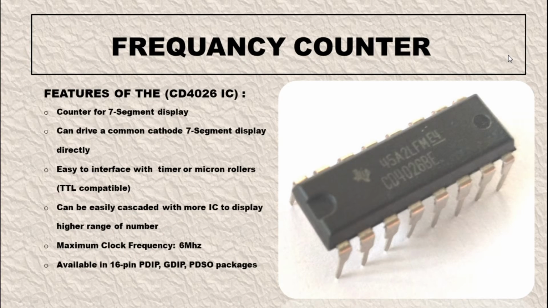Now I will talk about the features of the CD4026. It is a counter for 7-segment display. It can drive a common cathode 7-segment display directly. It can be easily interfaced with timers or microcontrollers. It can be easily cascaded with more ICs to display a higher range of numbers. Its maximum clock frequency is 6 MHz. It is also available in 16-pin PDIP, GDIP, and PDISO packages.